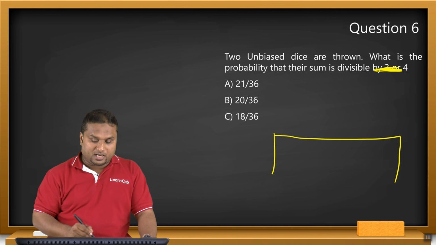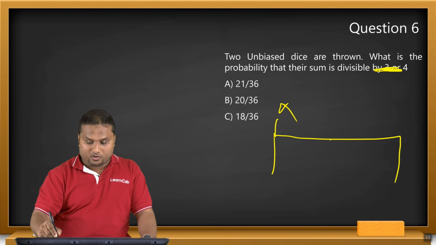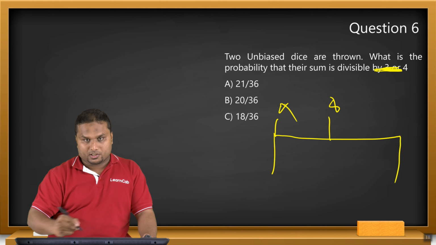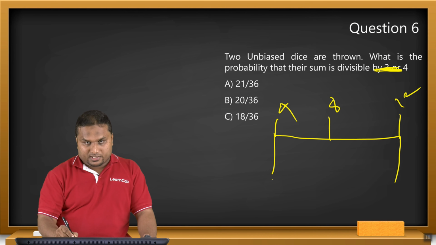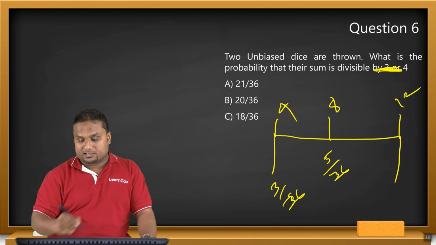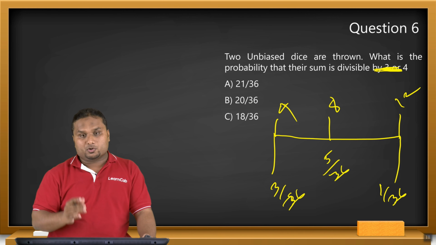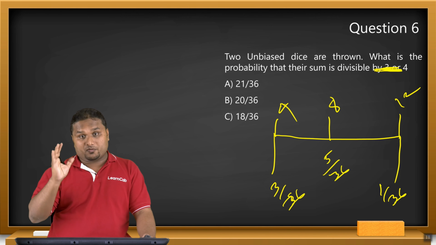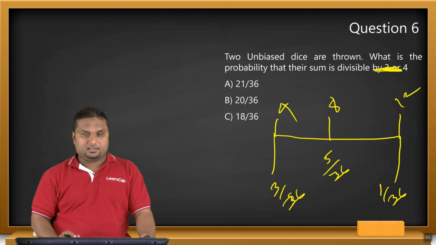So it's very simple. Half of this question, sum is divisible by 4 means it could be 4, it could be 8, or it could be 12. Okay, sum equal to 4 means it is 3 by 36. Sum equal to 8 means it is 5 by 36. Sum equal to 12 means it is 1 by 36. Together 3 plus 5 plus 1. So the answer is 9 by 36.